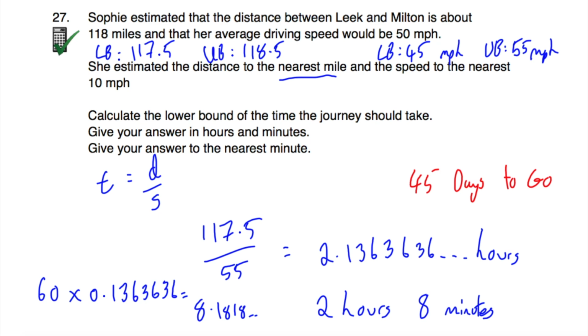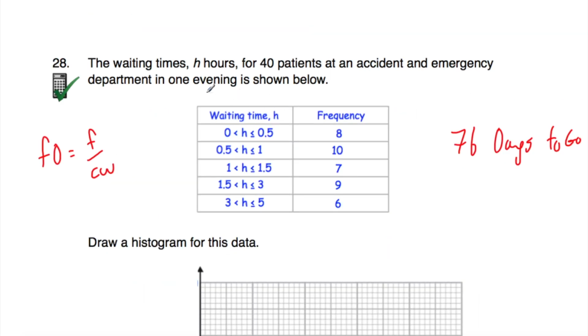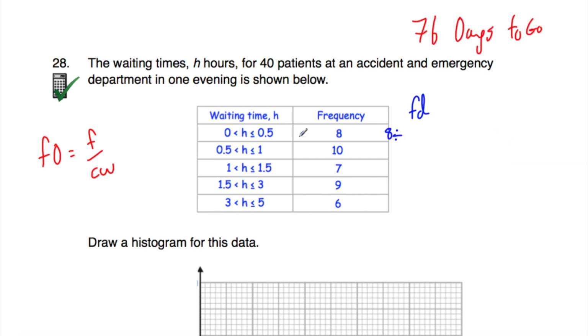Okay, let's have a look at our next question, question number 28. We've been asked to draw a histogram, and yesterday when we wrote down the hints, we wrote that frequency density is equal to frequency divided by class width. So we want to find the frequency densities. We divide the frequency, which in this case is 8, by the class width, which is how wide the class is. 8 divided by 0.5 is equal to 16. So the frequency density for the first category is 16.